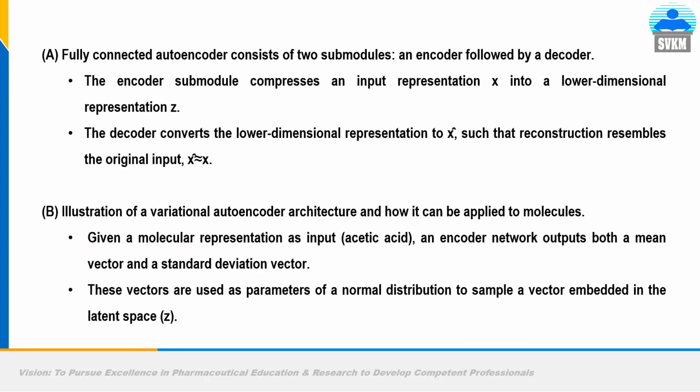So let me read the description now. I will talk about the second diagram here. Given a molecular representation as input, the molecule was acetic acid. An encoder outputs both a mean vector and a standard deviation vector. These vectors are used as parameters of a normal distribution. So based on the features of acetic acid, your encoder will keep together all the probable chances of those molecules which have a structure like acetic acid. So it is called a normal distribution.